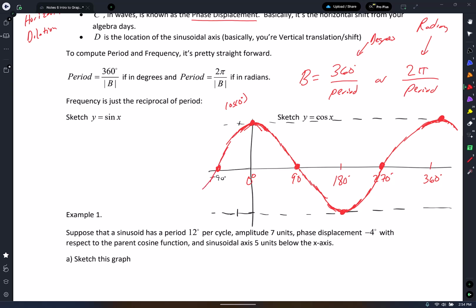And then look, you just did your first sinusoid. Wasn't that cool? Yay, look at you winning at life. All right, let's do the sine one.